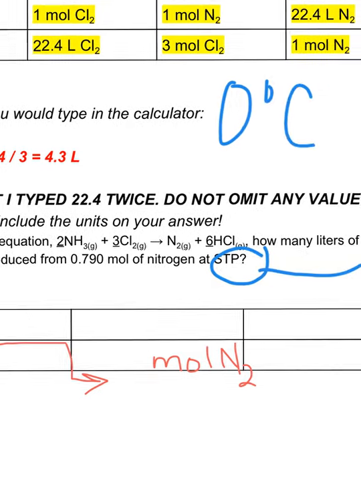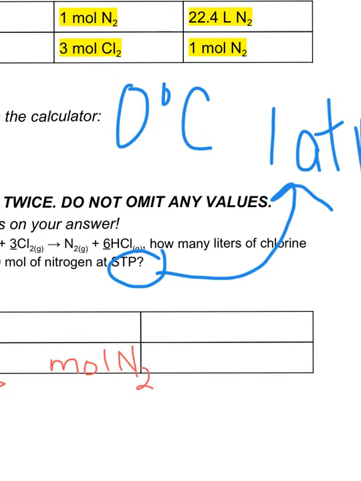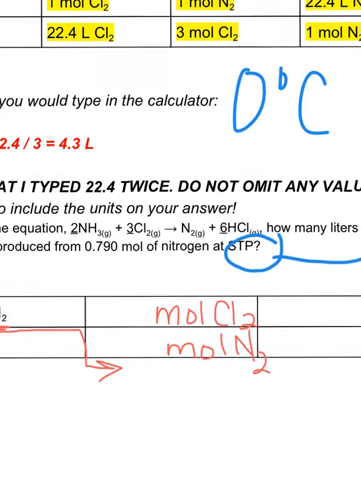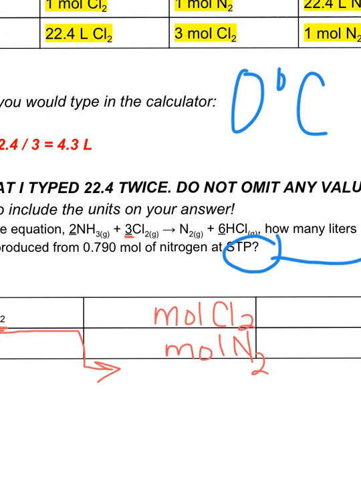So what is it asking us for? How many liters of chlorine? Our unknown is chlorine. So we're going to put moles of chlorine on top. Then we look to the coefficients in the balanced equation. What is the number in front of chlorine? The big number, the coefficient in front of chlorine. 3. What is the number in front of nitrogen? There is no number, so that's just 1.